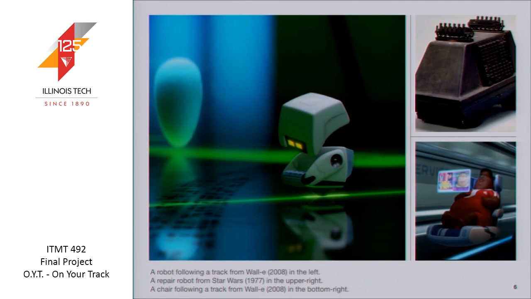As we look into the movies and the culture, we have a lot of examples of robots that do this kind of thing. Like, for example, on the left, we have a robot from WALL-E that just follows a line and cleans the dirt. On the upper right, we have a robot from Star Wars. There is a repair unit. We also have this chair from WALL-E that just carries a person around the spaceship following the line.